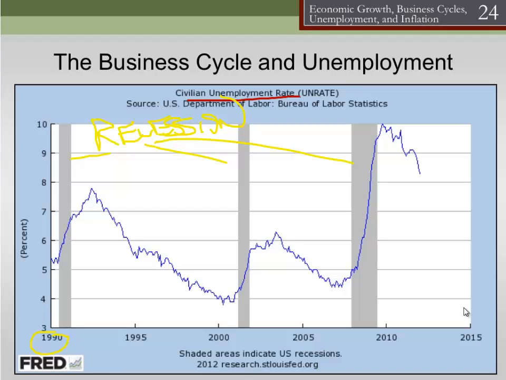All right, then we have an expansion all the way to 2001. What happens in 2001 with the recession? Unemployment rate, well, it goes up. That makes sense. All right, now we have this recession here in 2008 to 2009. What happens to unemployment rate? It goes way up. Also makes sense. So what doesn't make sense is now here, the recession is over, recession is over, recession is over. What happens to unemployment? It goes up. It goes up. It goes up. So tell me, why does it continue to go up?